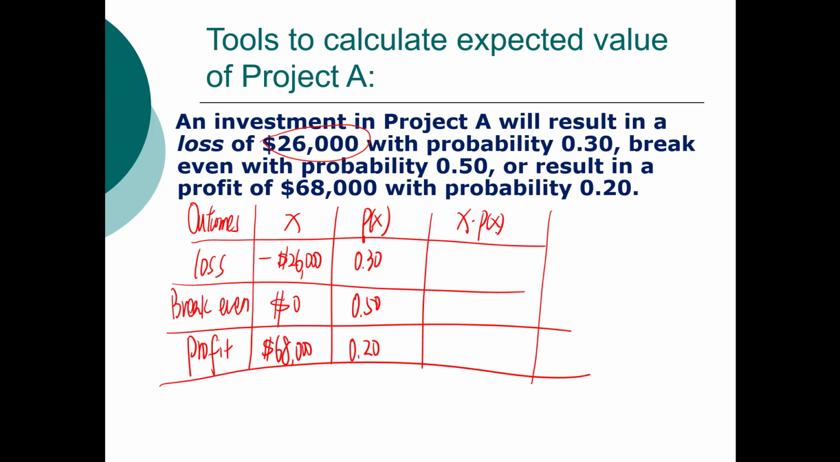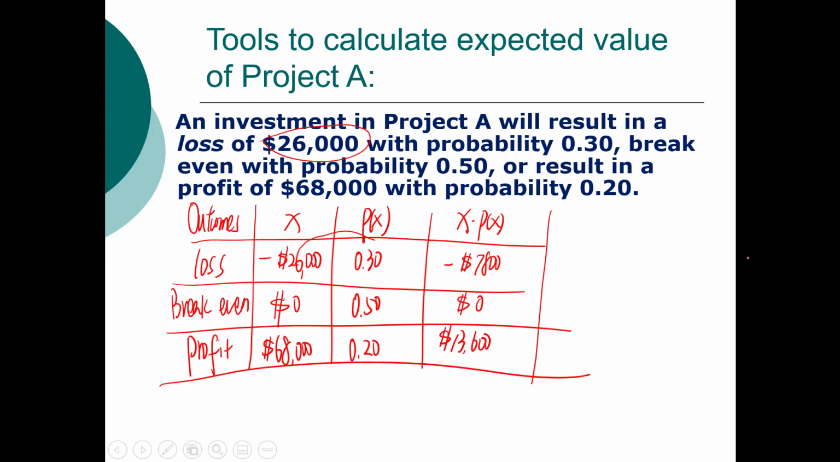So now, based on the formula, we will get x times p of x. And you just multiply those two. And we're going to sum up each outcome times its probability. So we end up with negative 7,800. Multiply negative 26,000 by 0.3. And 0 times 0.50, that's 0. And then we have 68,000 times 0.20. That's 13,600. Then we just sum up all those outcomes and we get a result.